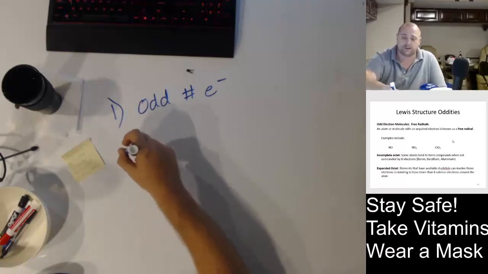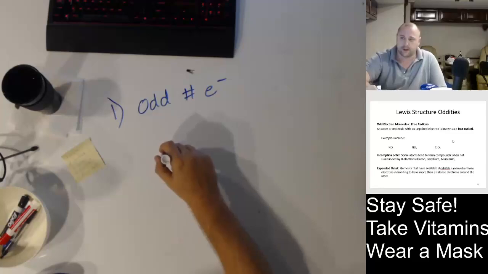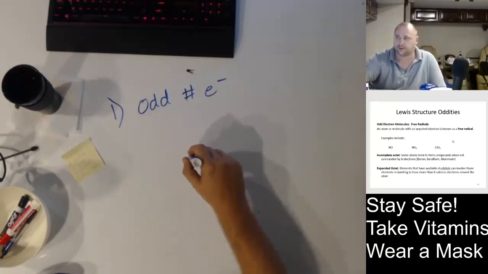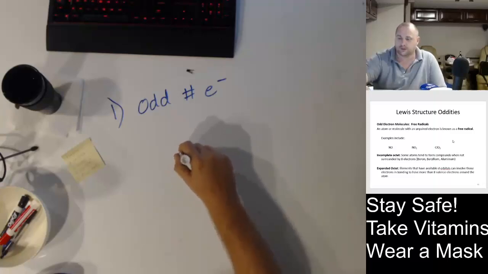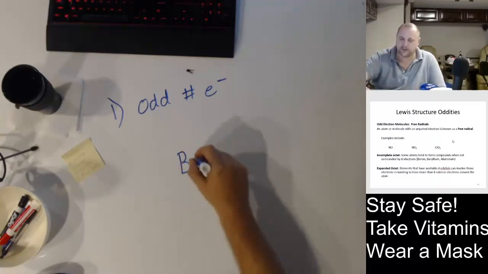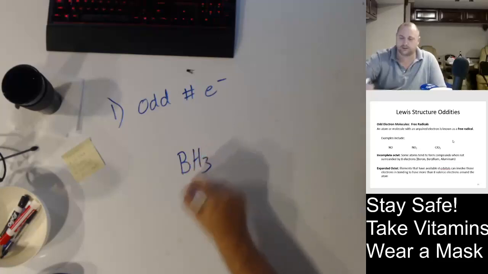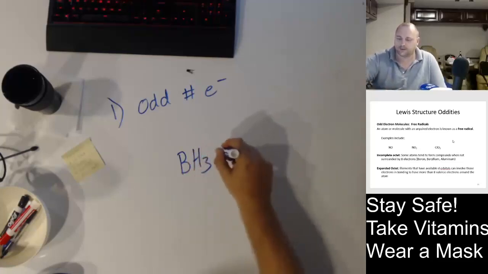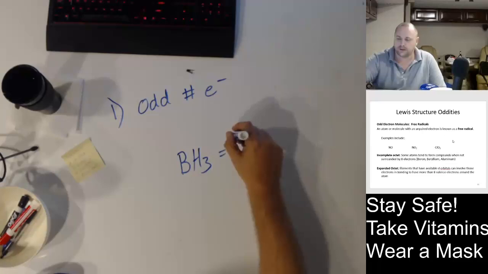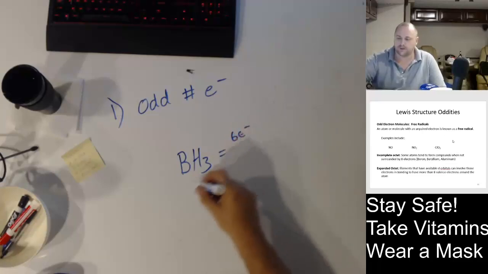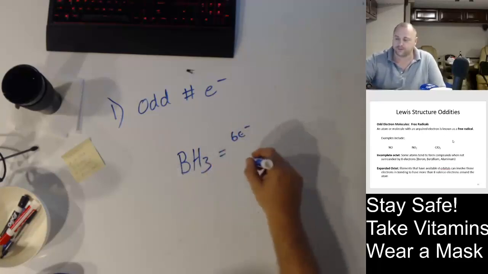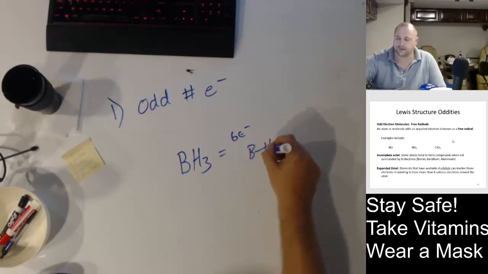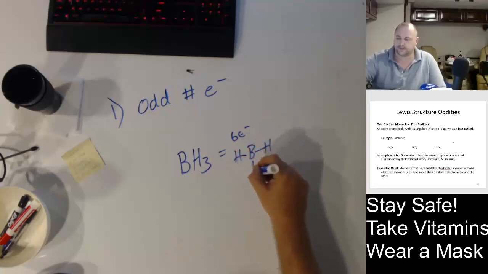All right. The second one we're going to worry about is when we deal with stuff like, let's do boron. Let's do BH3. And so this one needs to have 6 electrons. 1 times 3 plus 3 times 1. And it looks like this.